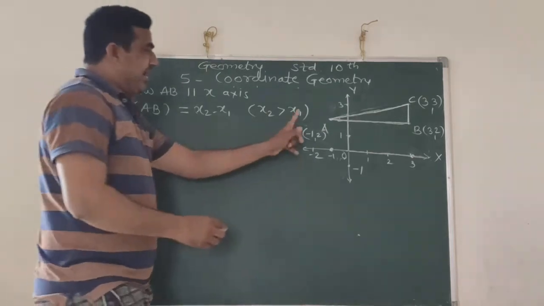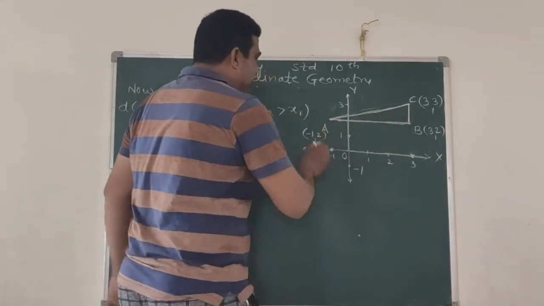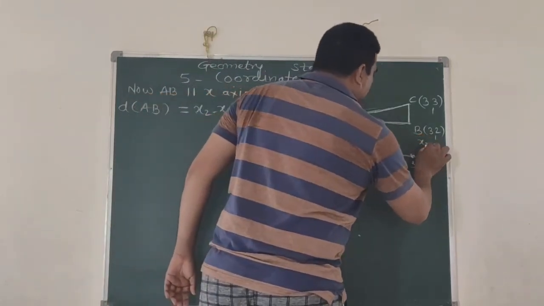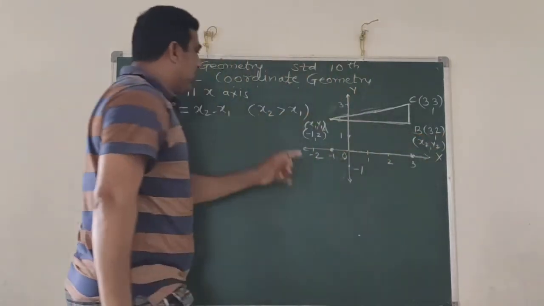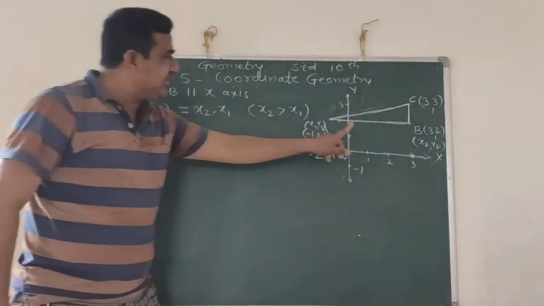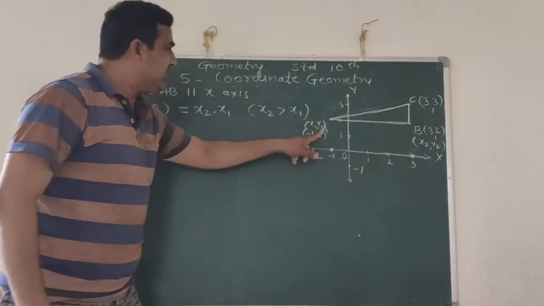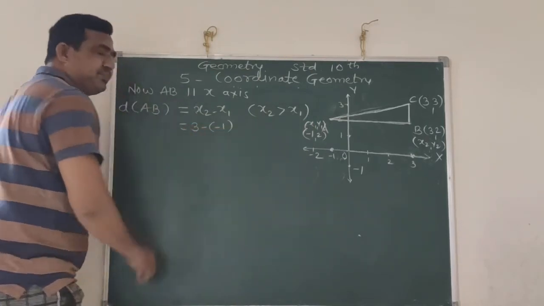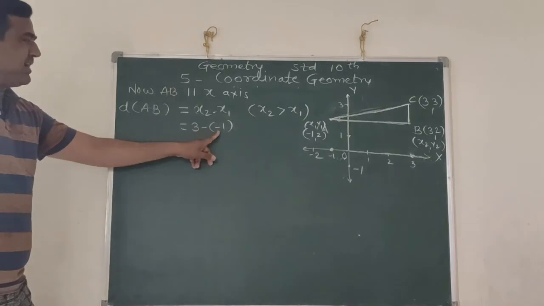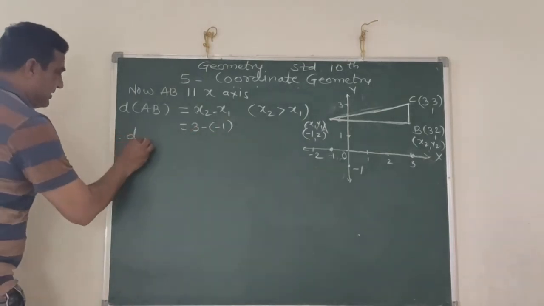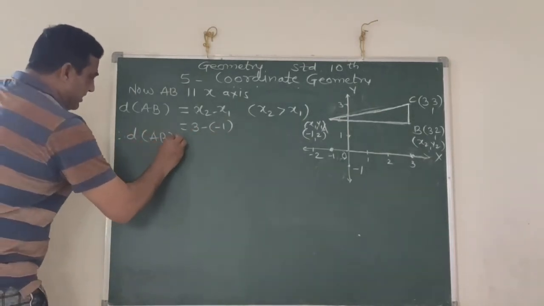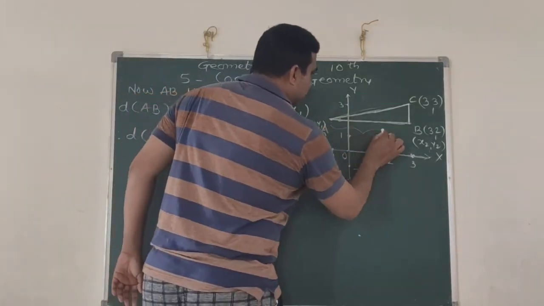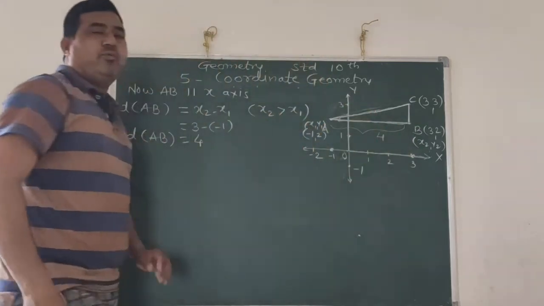Okay, so that is x1 y1, x2 y2. So here I consider this x1 y1 and that is x2 y2. So from this, x2 minus x1, what is x2? That is 3. What is x1? Minus 1. So here 3 minus (-1), therefore distance AB is equal to 4. We got this distance AB, which is equal to 4.